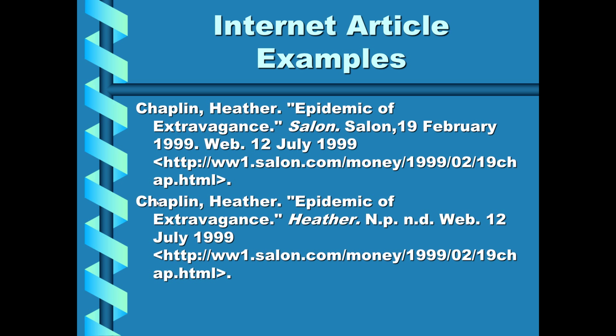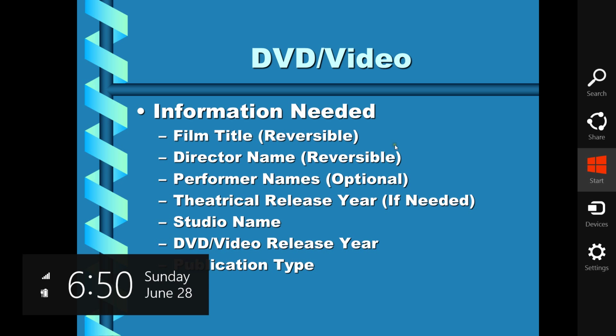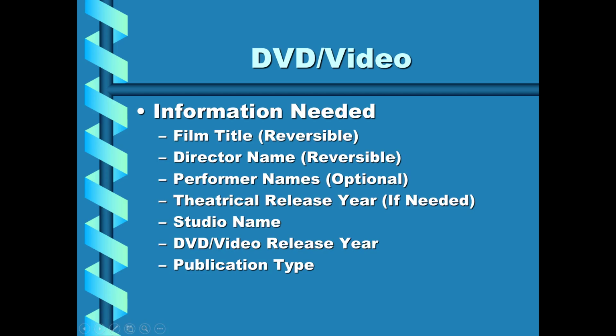Okay? So, if you use a DVD or video, this is the information that you would need to provide. The film title and director name are reversible. I'll show you what that means momentarily. Performer names are optional. Some people like to include it, some do not.